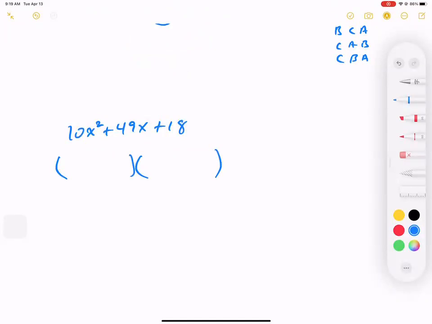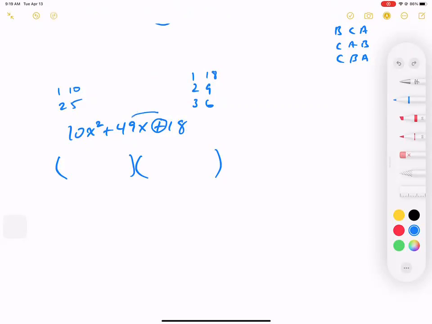So on the left side, I see 1 and 10. And what else can I make 10? 2 times 5. On the right, 18 is kind of big. So 1 and 18, 2 and 9, and 3 and 6. Now the cool thing is that we're going to add, adding is usually easier in our brains, to become 49. So which of our dates, when we combine them, will become 49?